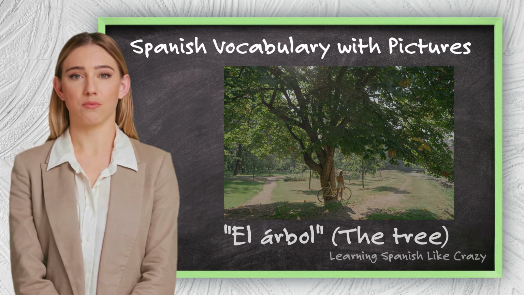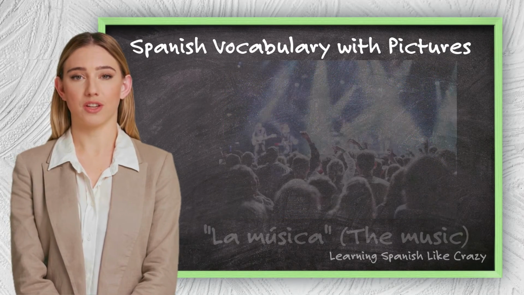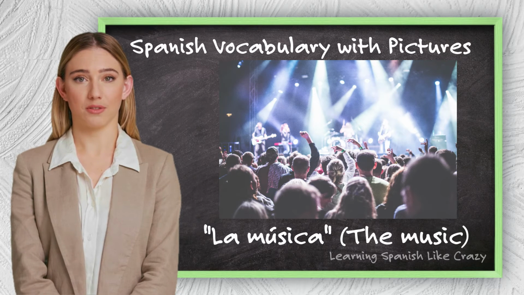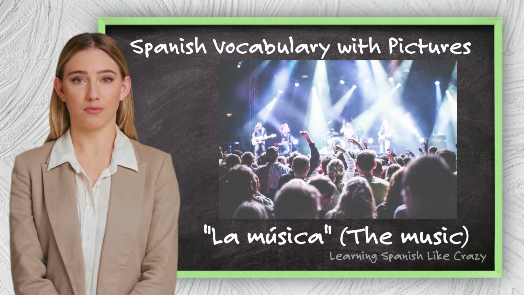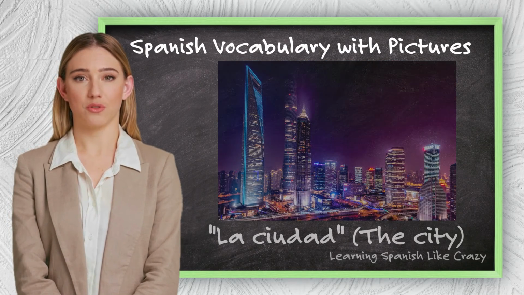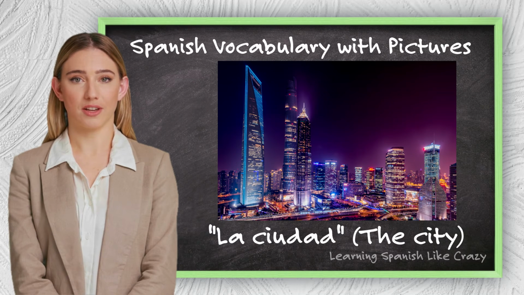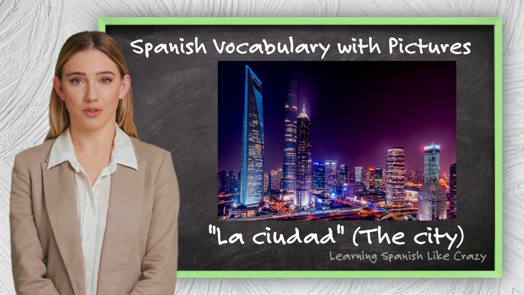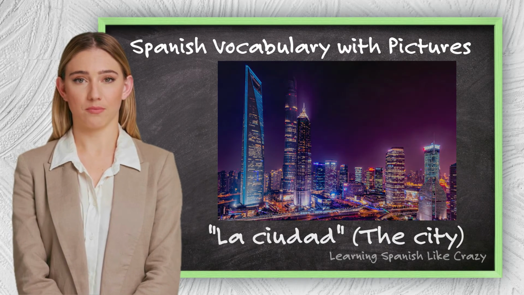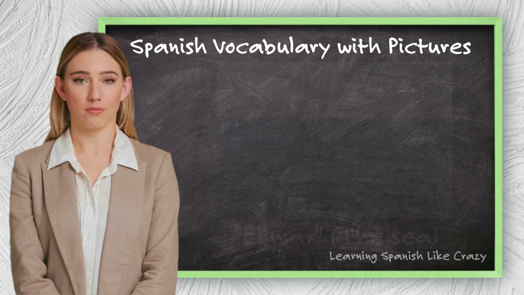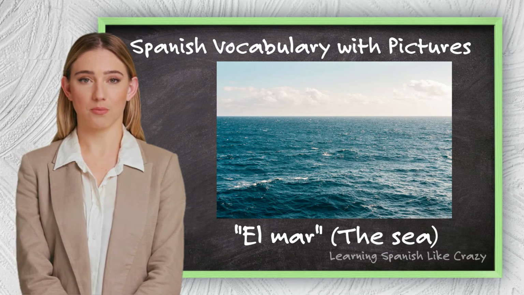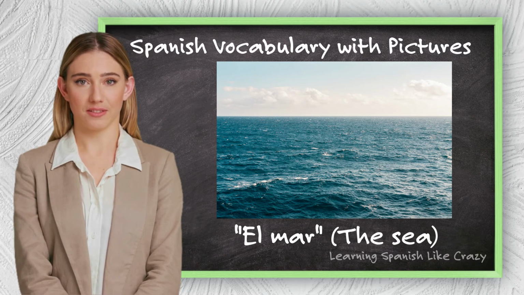El árbol. Moving on to La música, which means music in Spanish. Picture a lively band playing vibrant melodies that make you want to dance. La música. Now, let's learn La ciudad, which means city in Spanish. Picture a bustling metropolis with skyscrapers, cars, and people rushing by. La ciudad. Next, we have El mar, which means sea in Spanish. Picture a vast expanse of blue water stretching as far as the eye can see.